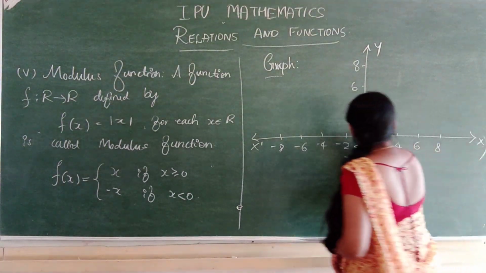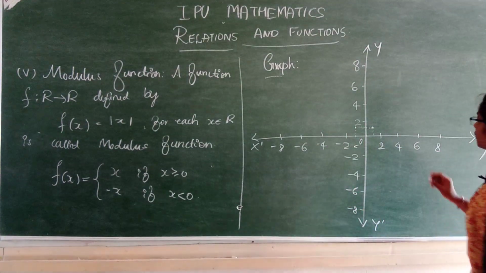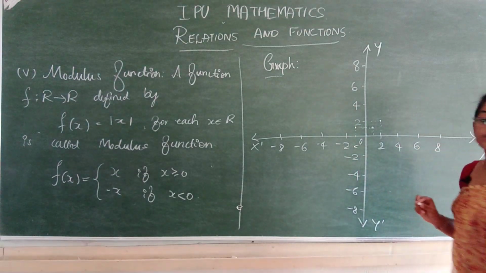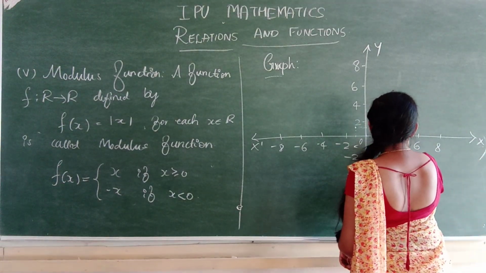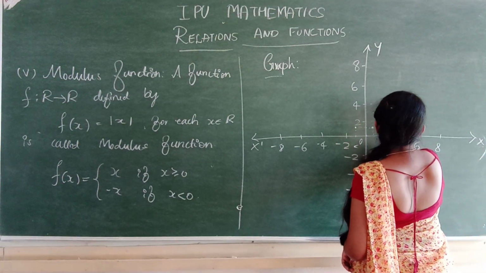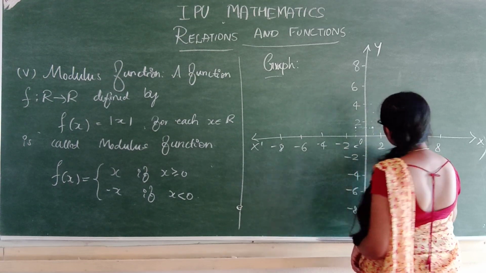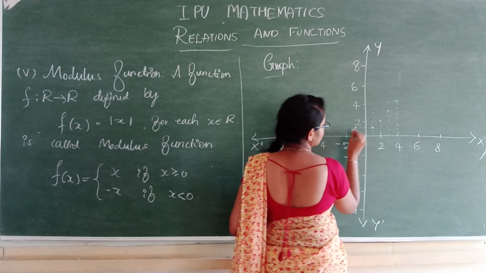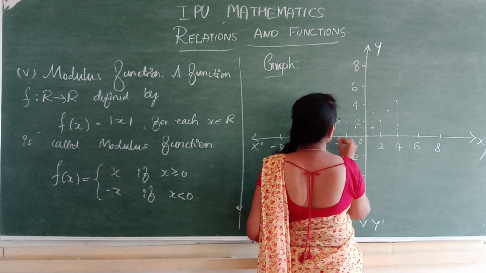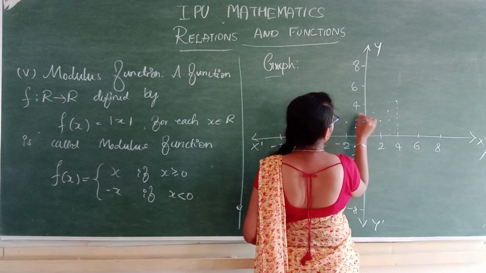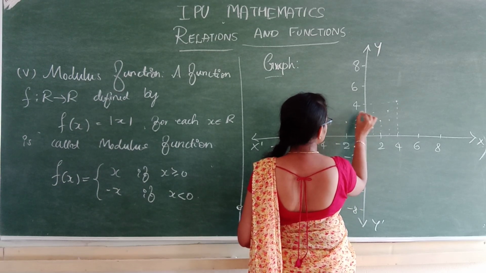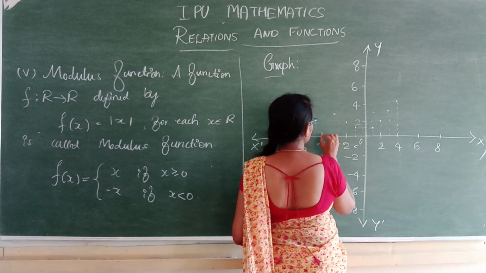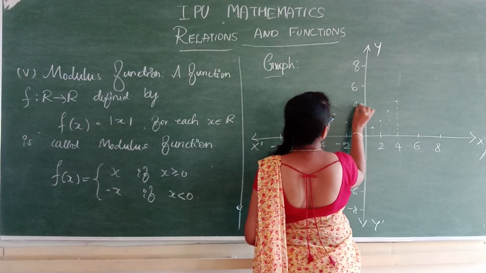Now, what happens if x is equal to 2? 2 comma 2 is a point. Mod x is 2, and for 3 it is again 3, and for 4 it is 4. Here on the negative side, if x is equal to minus 2, then my mod x is plus 2. For x is equal to minus 3 I have plus 3, and for x is equal to minus 4 I have plus 4 as the function value.